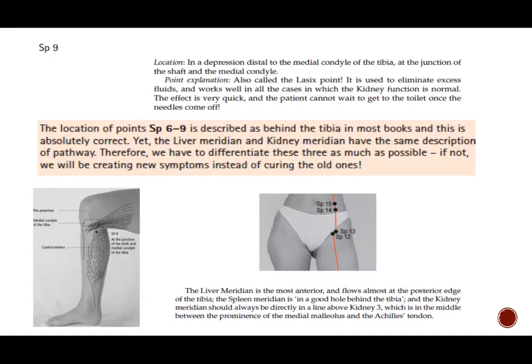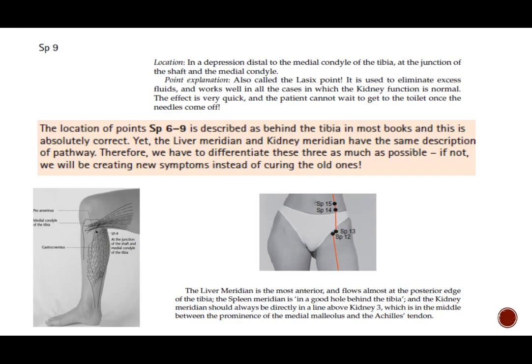Next point, we have Spleen-9, which is located in a depression distal to the medial condyle of the tibia, at the junction of the shaft and the medial condyle. Point explanation: it is also called the Lasix point. It is used to eliminate excess fluid and works well in all cases in which the kidney function is normal. The effect is very quick, and the patient cannot wait to get to the toilet once the needles come off.